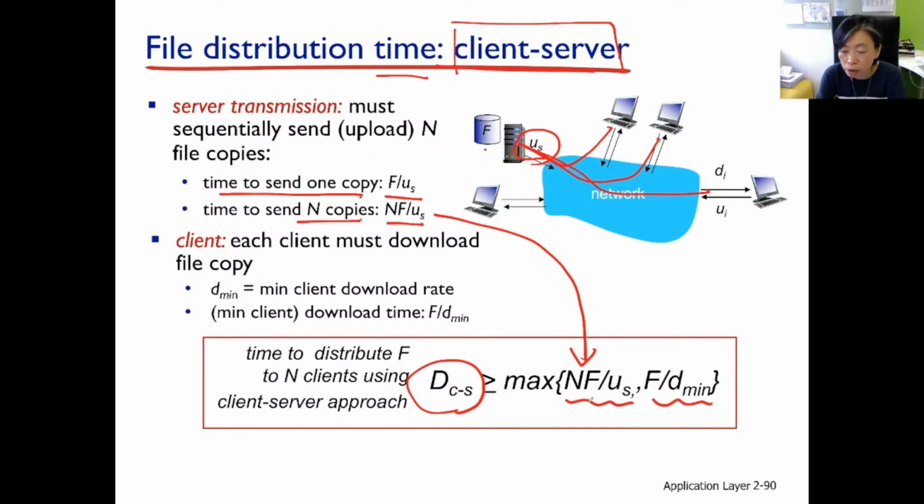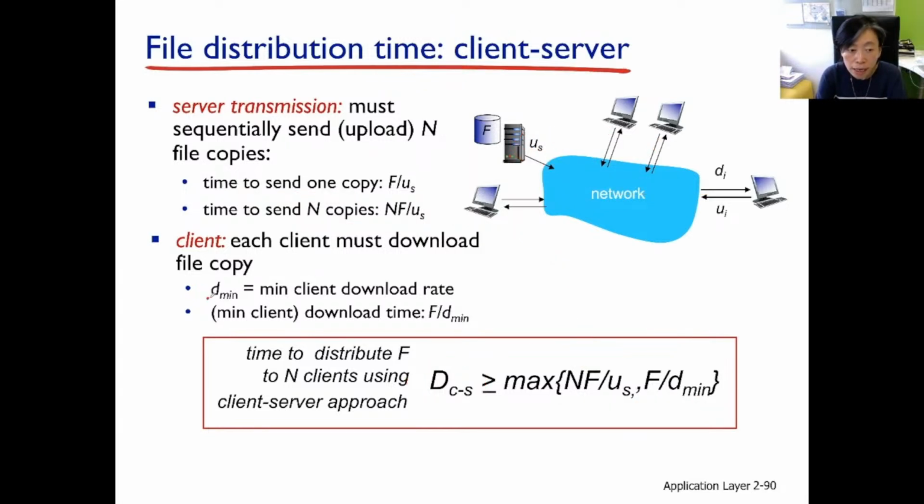So this is the case where the server is the bottleneck, and this is the case where the client with the minimum downlink bandwidth is the bottleneck. Now, the client carrying the minimum download rate, let's assume the value is d_min. Therefore, the download time is F over d_min. The smaller the d_min is, the longer the download time is. And therefore, you see again, in case the server is the bottleneck, the overall distribution time will be bounded by this term. If the client is the bottleneck, the overall distribution time will be bounded by F over d_min.